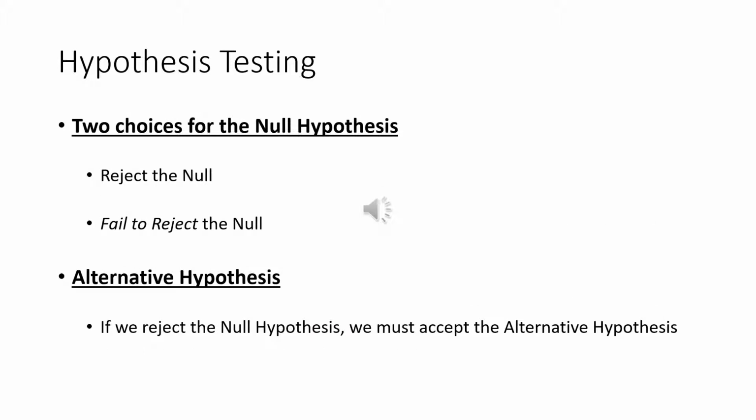So we have two choices for the null hypothesis. First thing we can do, we run our test statistic and we reject the null. We just say, nope, it's not true. Or we can fail to reject the null. Notice I'm not saying accept. I'm saying fail to reject, because anytime we do these tests, there's always a probability, a small chance, that we get it wrong. So if we reject the null, then we have to accept the alternative hypothesis, which says that there is a difference.